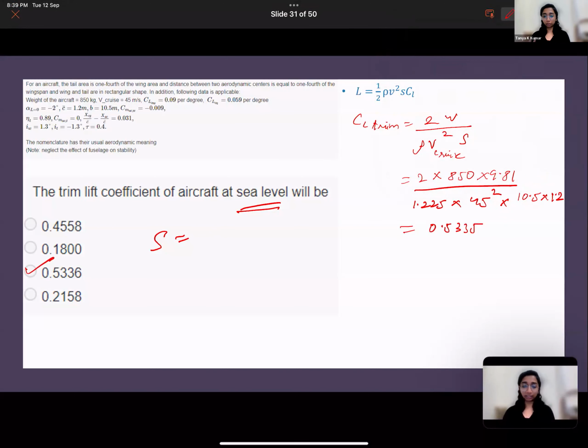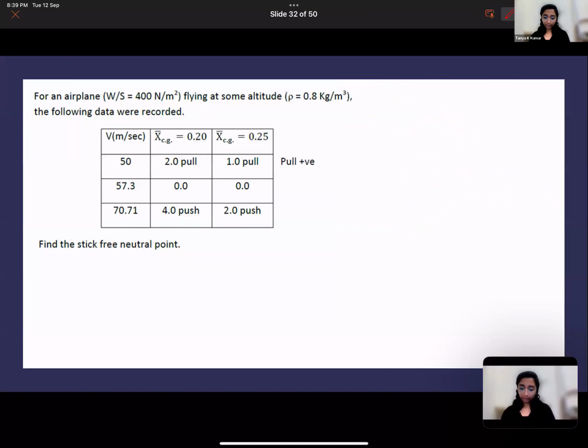So we confused it with the aspect ratio. It's B square by S, but the S is what we need to be using here. S is giving you a rectangular wing, so it's just span into chord, B into C. The mistake that we made was we took B by C, okay? All right, okay. Next question.